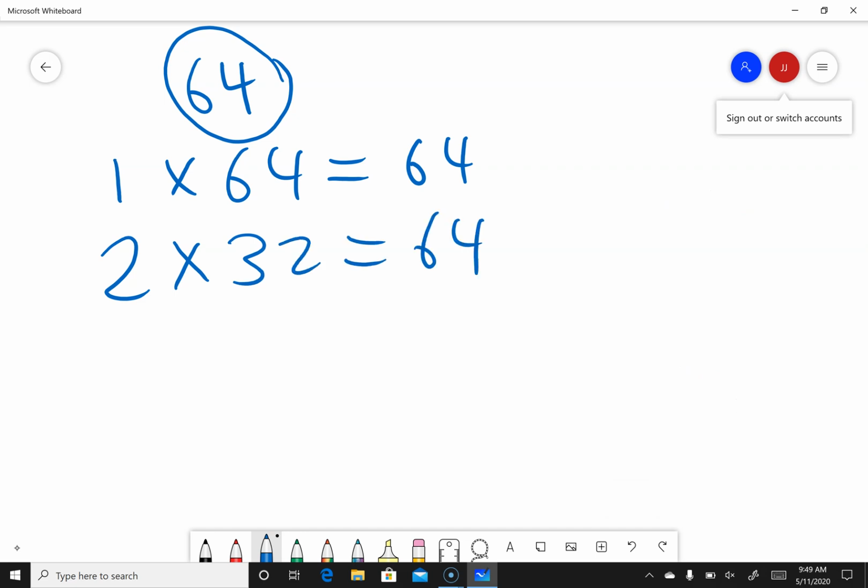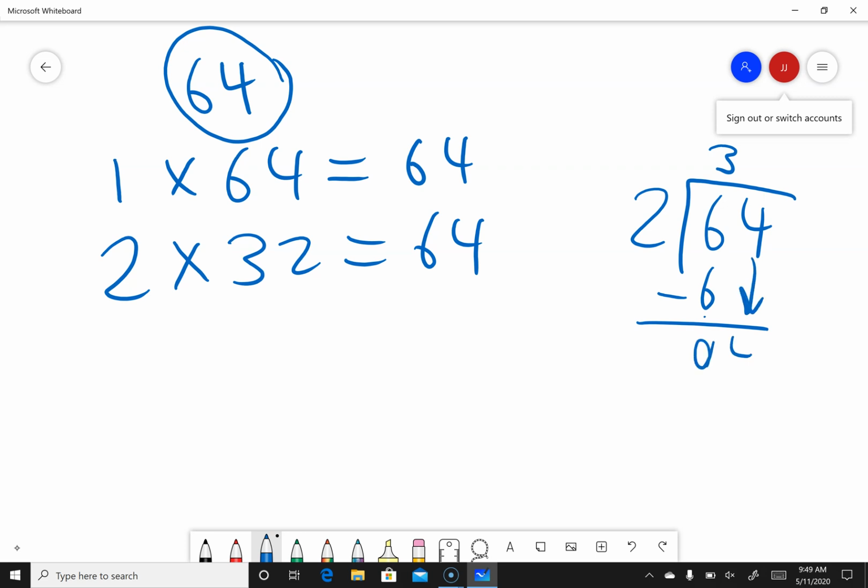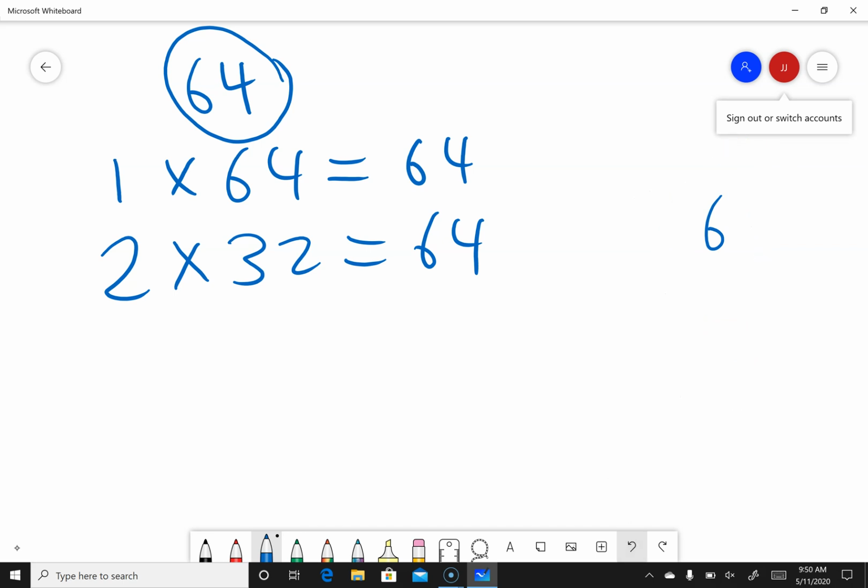Okay? Now, the other way to do it would be to take 64 and then divide by 2 to get the factor. Okay? 2 goes into 6 3 times. 3 times 2 is 6. Subtract. 6 minus 6 is 0. Drop down 4. 4 divided by 2 is 2. 2 times 2 is 4. 4 minus 4 equals 0. 32. Okay? That's the other way that we can do it, by dividing. Okay? We'll find the other ones quickly.